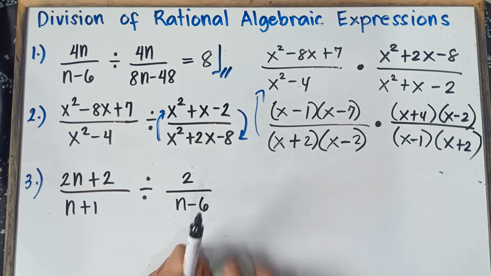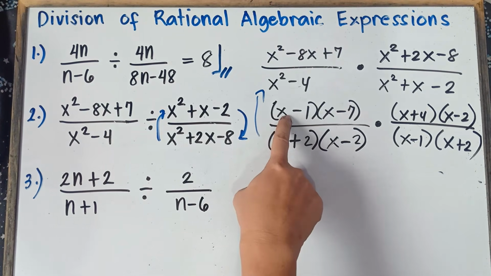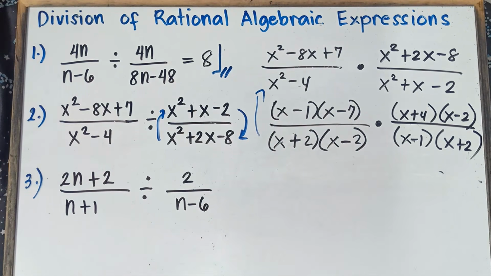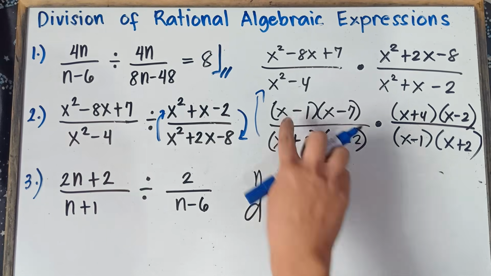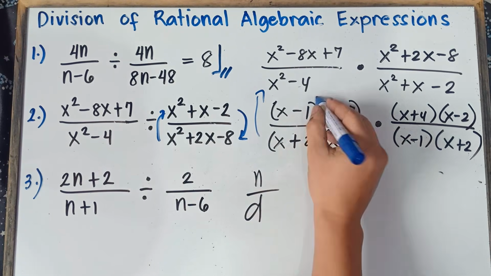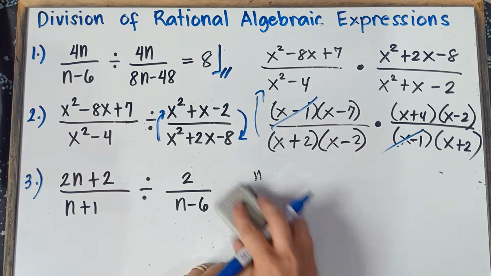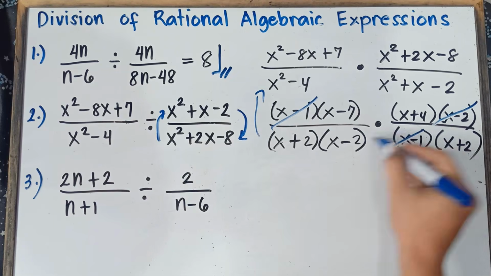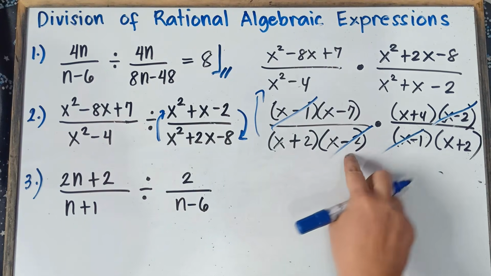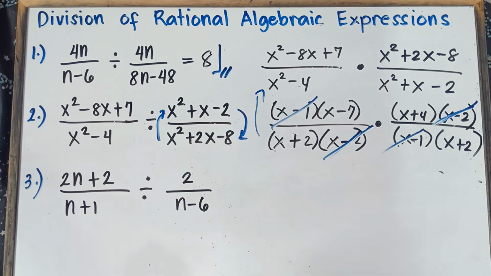So can we cancel this out? Same numerator and denominator. Once again, class, if they have the same numerator and denominator, you can always cancel that out. It should be numerator, denominator, numerator, denominator. So x minus 1 and x minus 1, we can cancel this out. This one, x minus 2 and x minus 2, we can simply cancel this out.